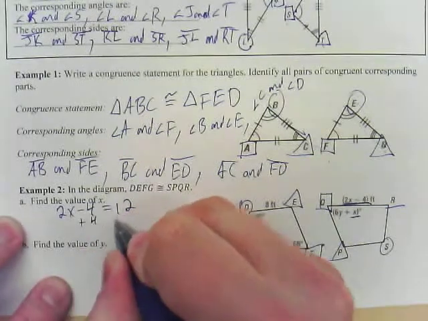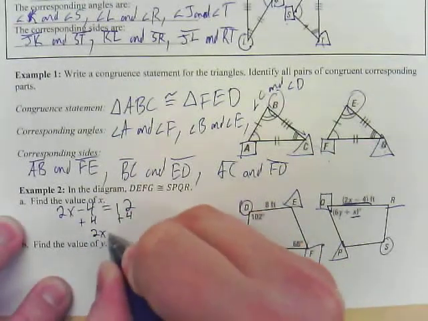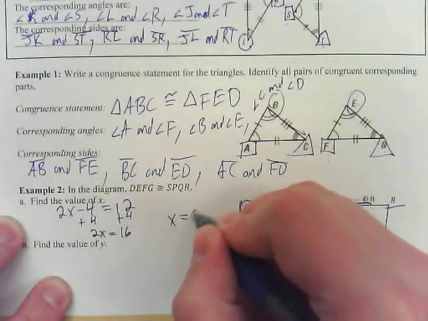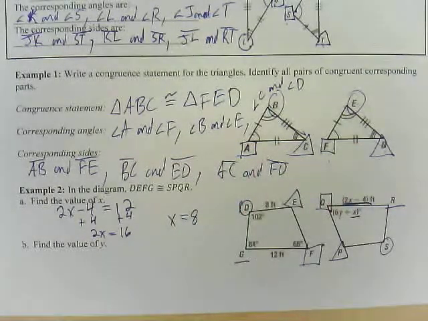So let's add 4 to both sides, and we get that 2x is equal to 16. Divide both sides by 2, and we get that x is equal to 8.